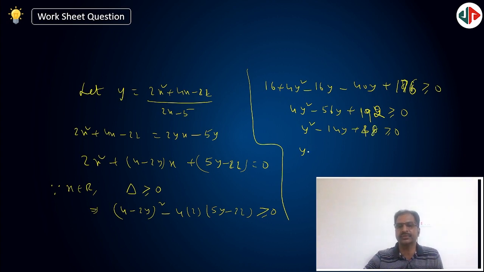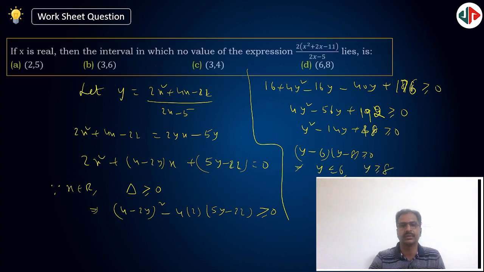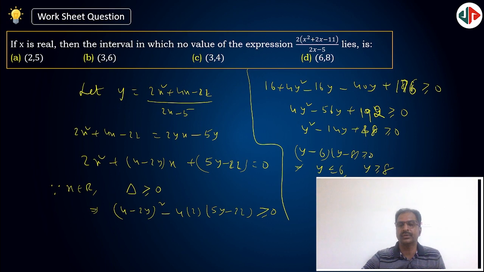And if you write factors for this, y square minus 14y plus 48, (y minus 6) into (y minus 8) greater than or equal to 0, which means y less than or equal to 6 or y greater than or equal to 8. So y doesn't lie between 6 and 8. So what is the interval in which the expression doesn't lie? So open interval 6 comma 8. Option D.